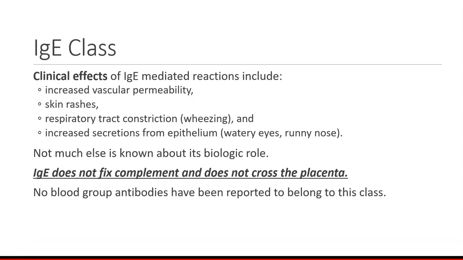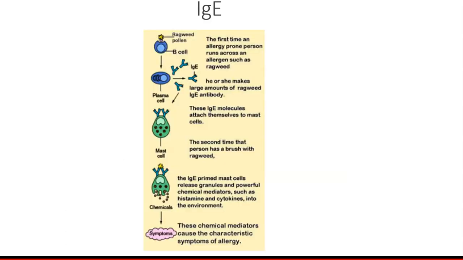The clinical effects of IgE-mediated reactions include increased vascular permeability, skin rashes, respiratory tract constriction, which results in wheezing, and increased secretions from the epithelium, watery eyes, runny nose. Not much else is known about its biological role. IgE does not fix complement and does not cross the placenta. No blood group antibodies have been reported to belong to this class. This picture illustrates the role IgE plays in allergic reactions.